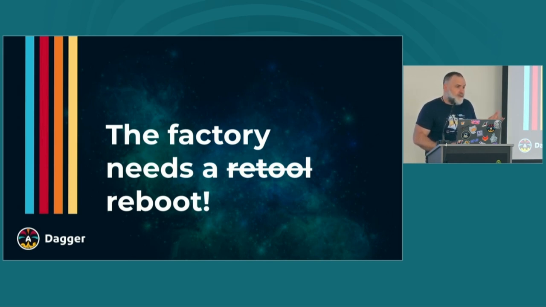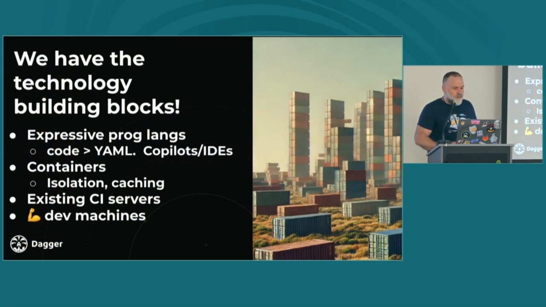Luckily we're in software, we're not in a hardware factory, so we can actually change the software. And we have the technology building blocks to do a lot of this stuff. As I mentioned before, in the Dagger approach, we like to use an actual programming language. We think it's a lot better than using YAML in a lot of cases, because you get all the advantages of programming languages. You can do loops and all the other things. You can write functions, you can have libraries, all the abstraction that we're used to with code, and you're probably already using a programming language in your project right now.